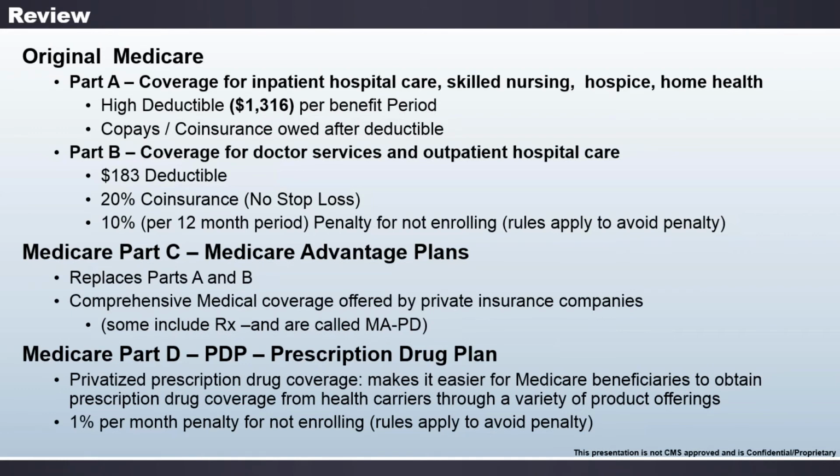For Medicare Part C, your Medicare Advantage plan, it replaces Part A and B. It has comprehensive medical coverage offered by a private insurance company, and does include some of that RX coverage, which is called the MAPDs. It may also have some additional coverage for dental, vision, and hearing screening. And then you have the Part D plan, the PDPs, prescription drug plan. This helps pay for their prescription drugs at discounted rates after they pay that initial coverage.